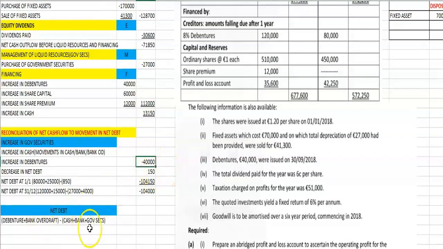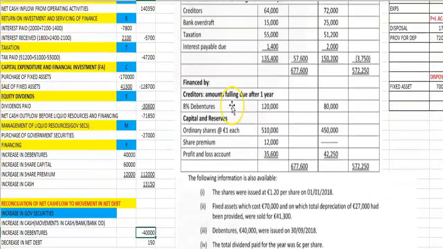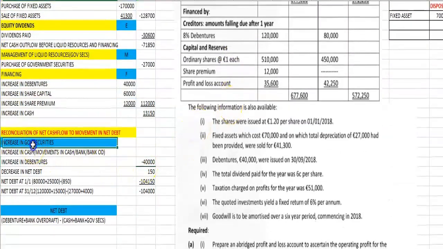The next thing that we may look at is maybe government securities for a minute. So government securities have gone from nothing to 27,000. Now, because our government securities have increased, that will decrease our net debt. So to decrease a negative figure, you're going to have a positive figure. So it's going to be a positive 27,000. You're decreasing your debt, so you're decreasing a negative figure.